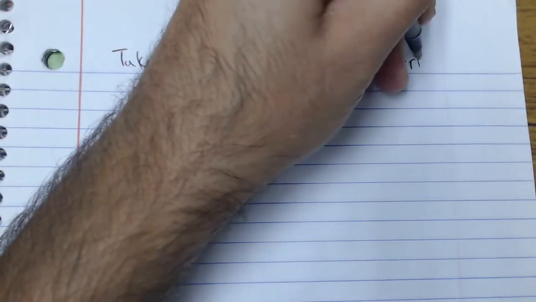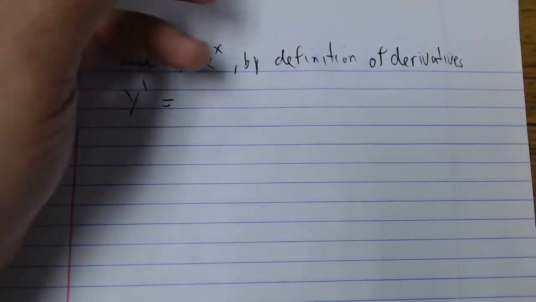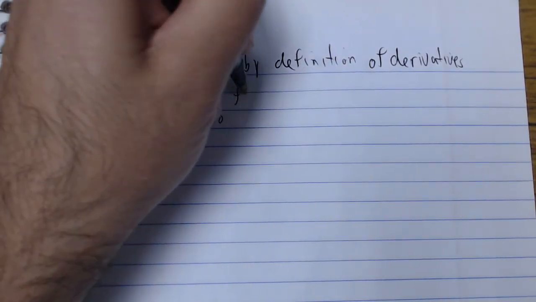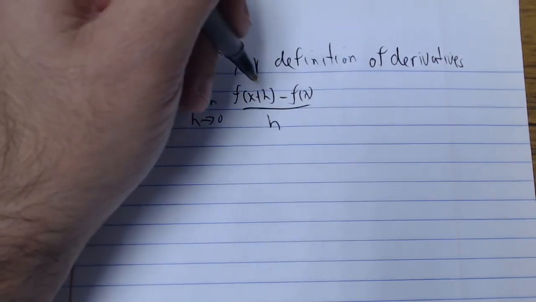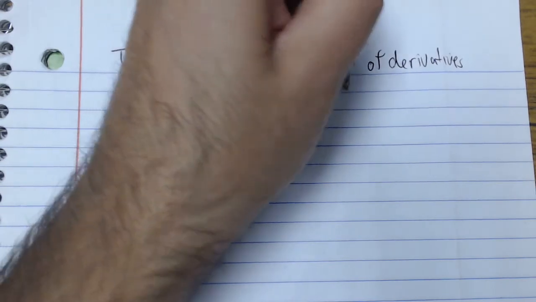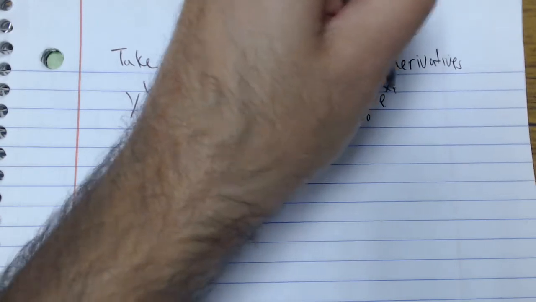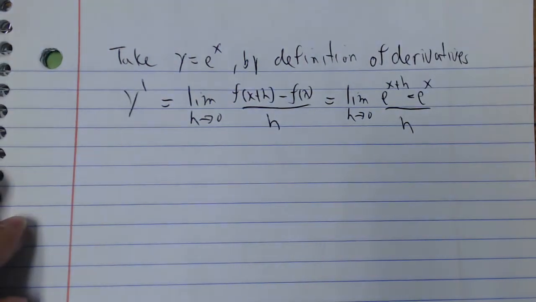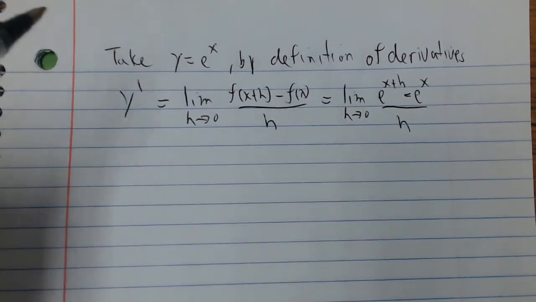By definition of derivatives, we have y prime equals the limit as h approaches 0 of f of x plus h minus f of x all over h, which yields the limit as h approaches 0 of e to the x plus h minus e to the x all over h. Right away you could notice there are some problems, quote unquote, because how am I going to cancel this h out?